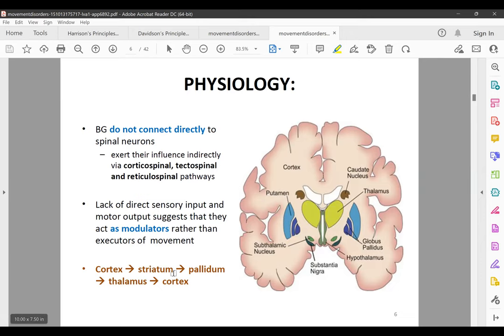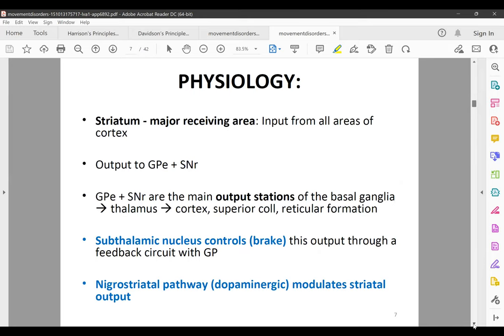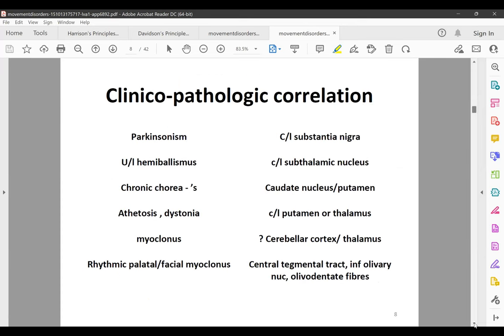So cortex, striatum, pallidum, thalamus, cortex. That is the route. No? Cortex, striatum is globus pallidus plus caudate nucleus, pallidum internum, and the thalamus and the cortex. Simply they have written. How do you understand if it's so simply you write? Unless I have explained to you. The major receiving area is the striatum, and from the cortex, output is the globus pallidus interna here in the first part. Don't read some confusing things.